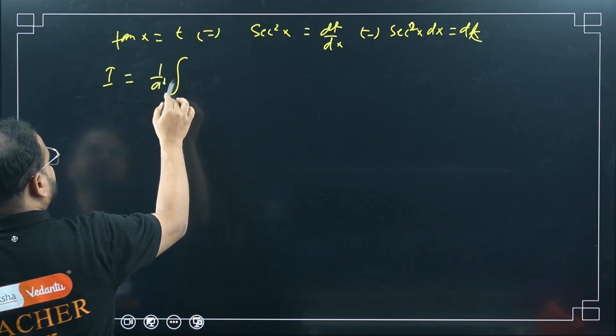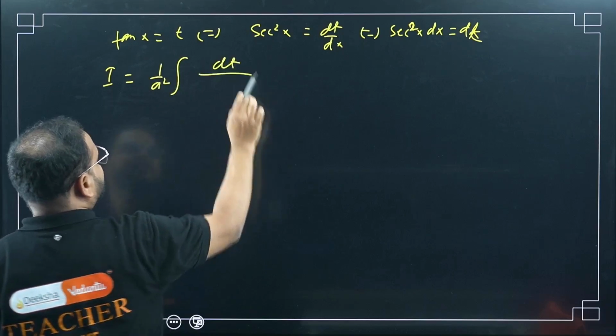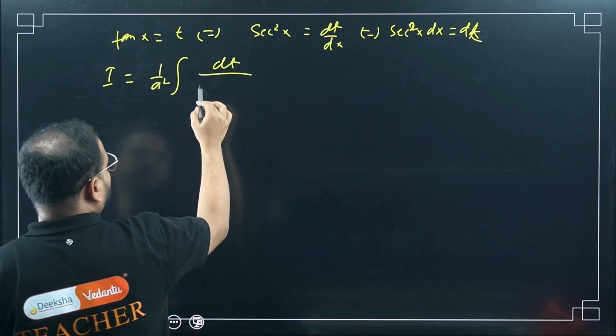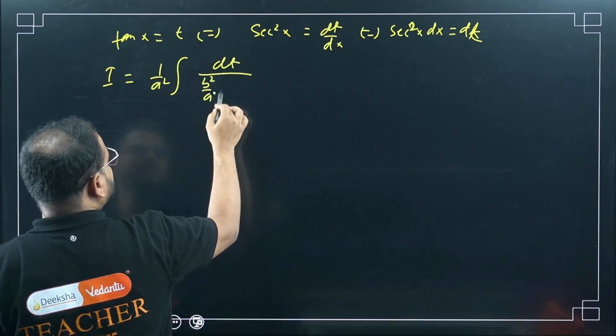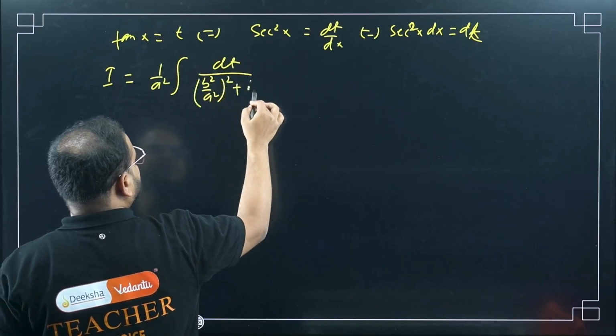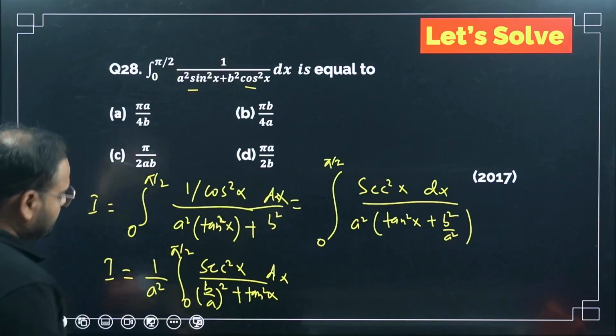1 by a square is there. It will become what? dt upon b square upon a square plus t square, no? Please have a look.